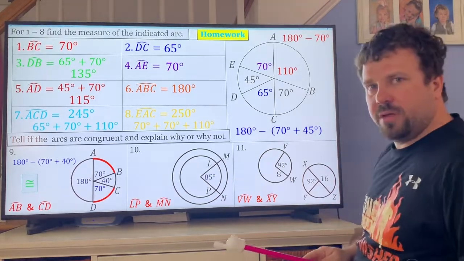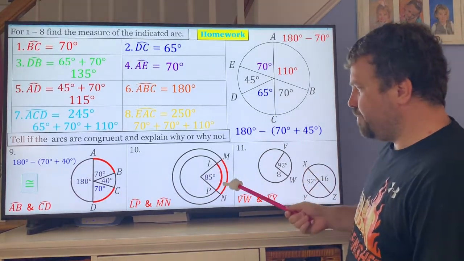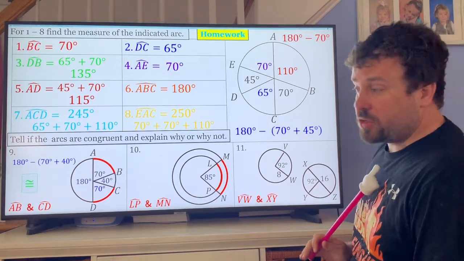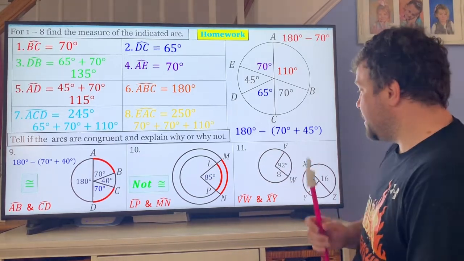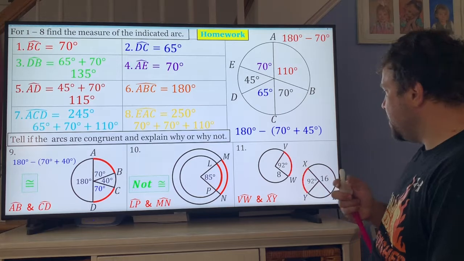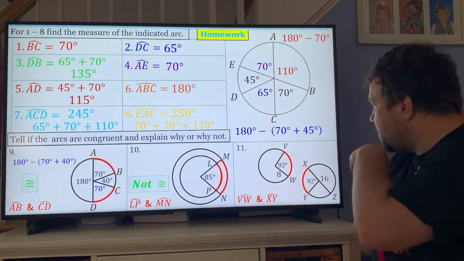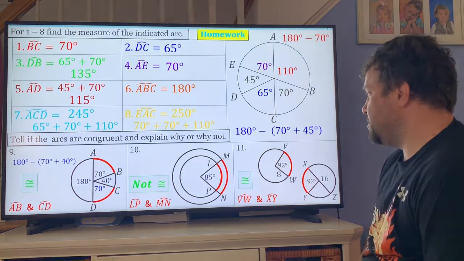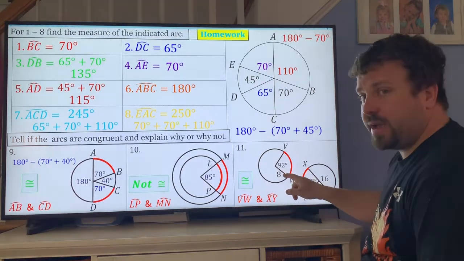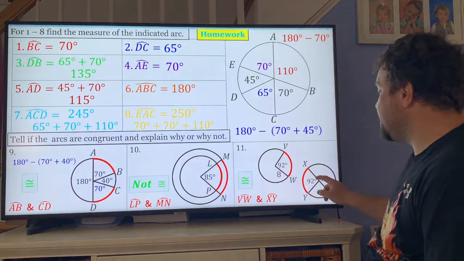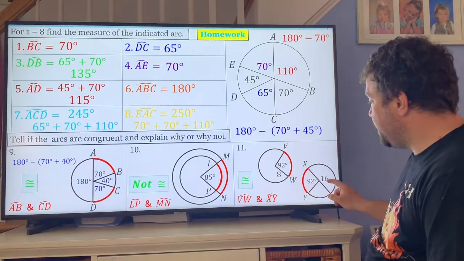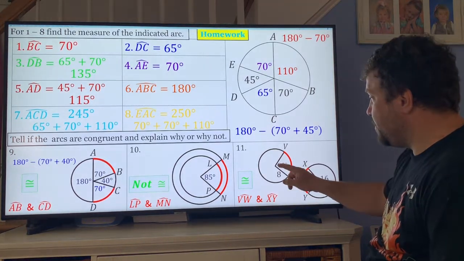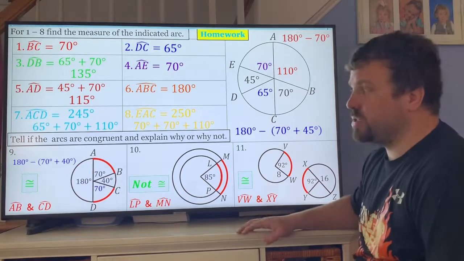All right. How you feeling? Good? LP and MN. Same measurement, but different circles, so they are not congruent. And the last one. VW and that one. They're actually congruent. So that might have tricked some people. 8 right here is the radius. 16 right here is the diameter. So half of 16 is 8. So they have the same radii. Therefore, the circles are the same.